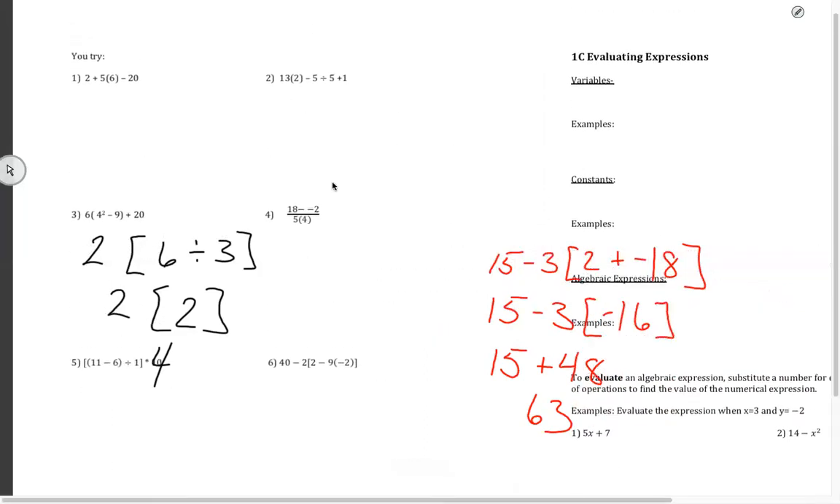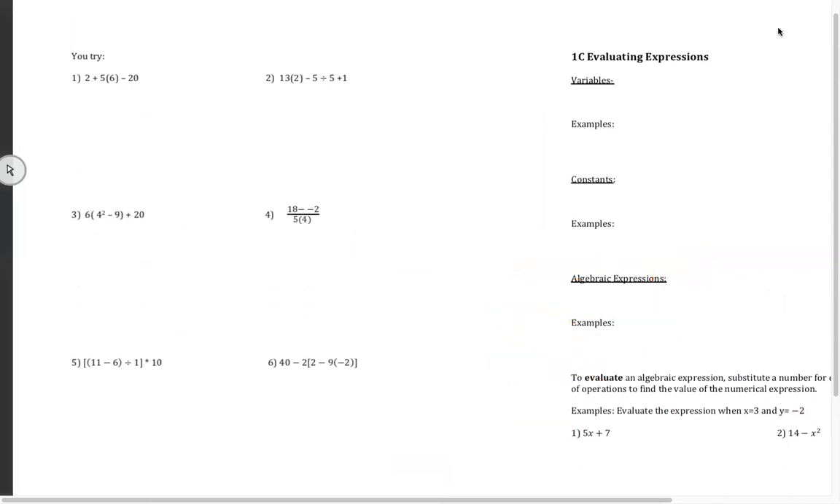All right, on the back side, there are six problems. I'm gonna give you 5 minutes. So my clock says 8:01. So I'm gonna give you guys to like 8:06, 8:07, okay? I want you to do those six problems and then I'm gonna go through them and then we're done.